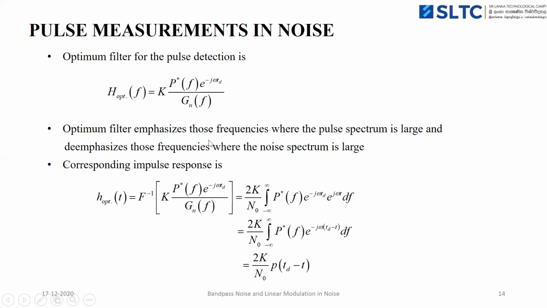Since we know that GN of f equal to N naught by 2, we substitute, and we get 2k by N naught. Already in that frequency response there is e power minus j omega td, and we use it as it is. The second exponential comes from the inverse Fourier transform, and we have to combine the powers in the exponential term. So we write e power minus j omega td minus t, which will be equal to P of td minus t, a transmit pulse with the delay td.